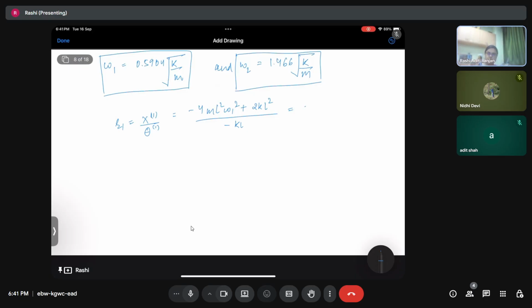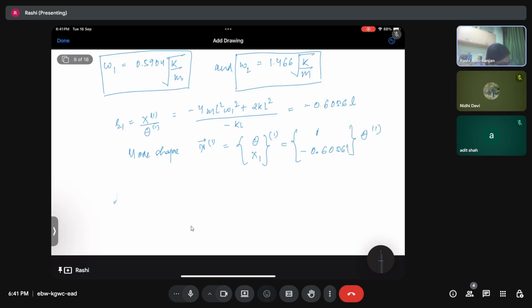Okay, so what do we have to do anyways? We know the value of ω1, we put the value of ω1 in this. Everything will get cancelled out, only one L will remain, and so it will come out to be minus 0.6056 L. So corresponding to this, the mode shape is going to be x1, which is this and this for the first case, 1 and 0.6056 L, θ1.